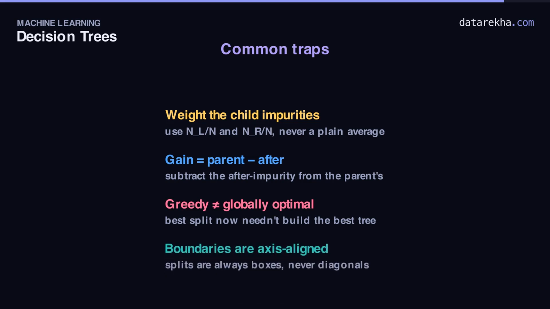Trap 4. A single tree can only draw axis-aligned rectangles. For a slanted boundary, it's staircases. And it's unstable, small data changes can reshape the whole tree.